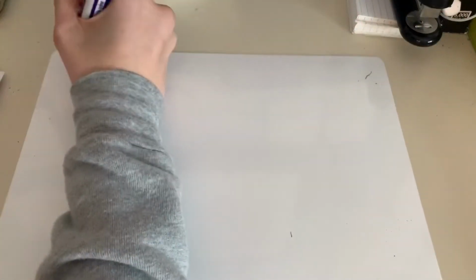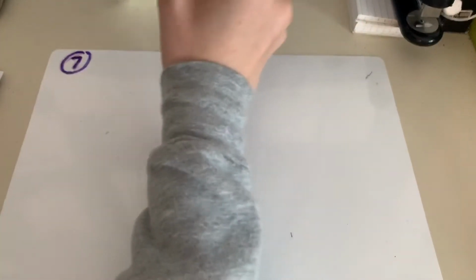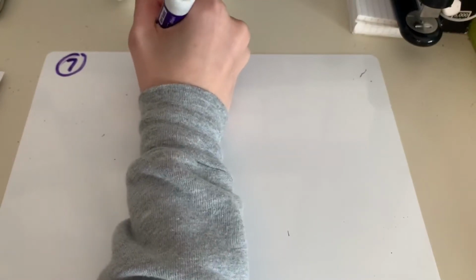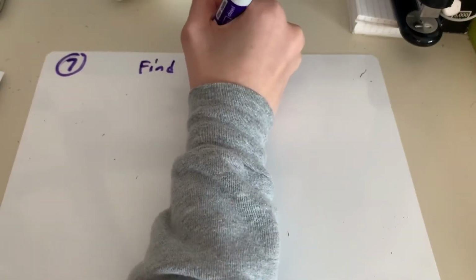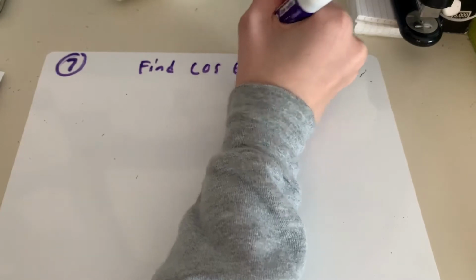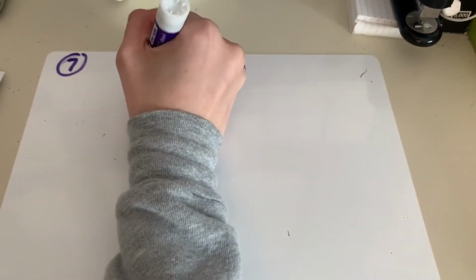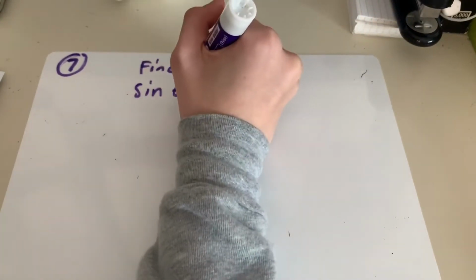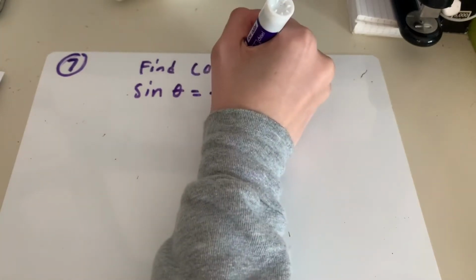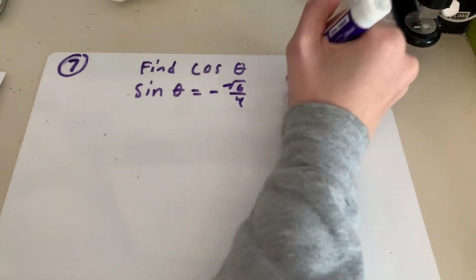In this video, I will demonstrate my understanding for problems 7, 8, and 9 of the Chapter 4 Pre-Calc test. For problem 7, we need to find cos of theta given that sine of theta equals negative radical 6 over 4 and cot of theta is greater than 0.